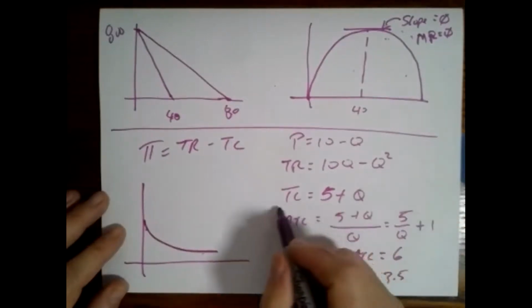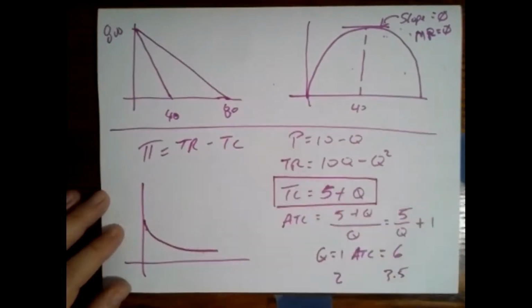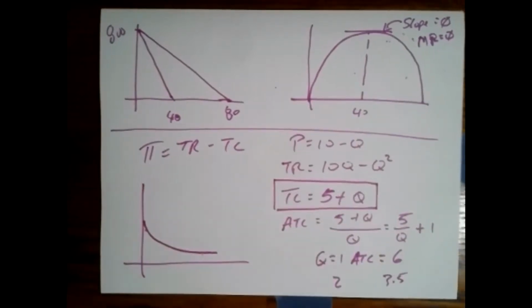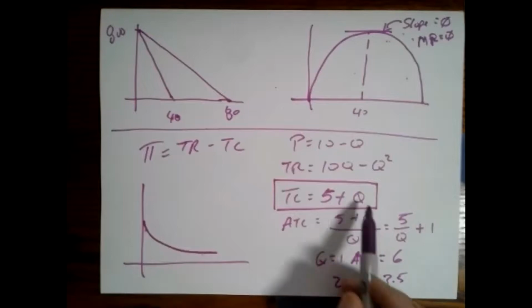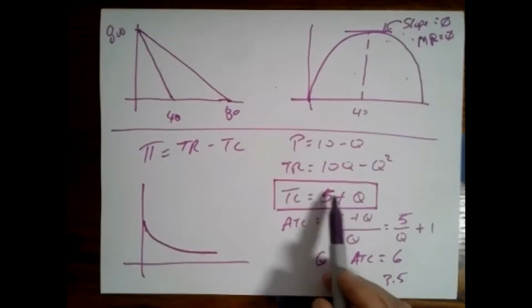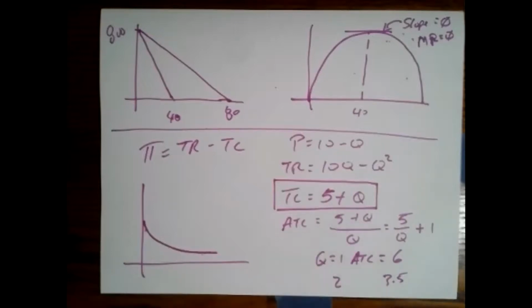And with this total cost function, what would the marginal cost be? Can anybody just glance at that and tell me what the marginal cost is? Good. 1, right? It's the slope of the variable part, because the 5 goes away. When I say marginal cost, I'm asking how much more is it going to cost to make 1 more?